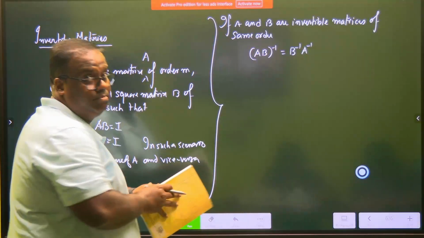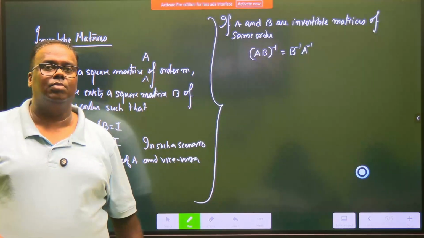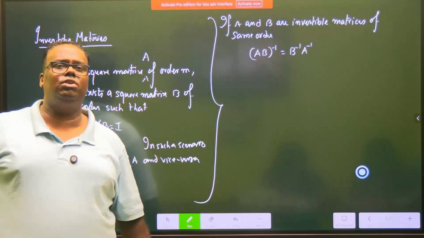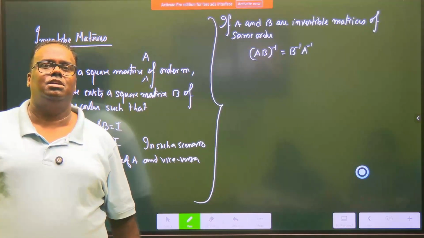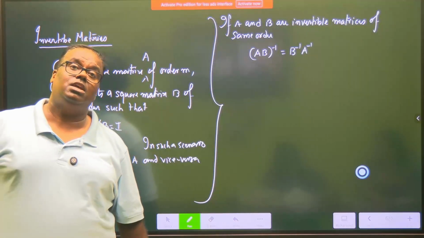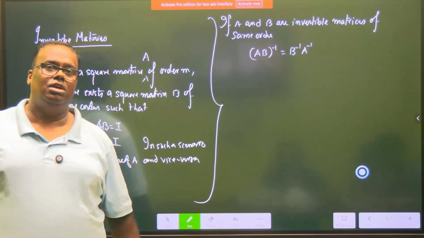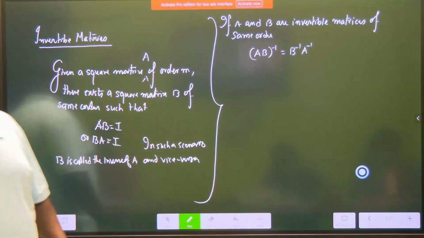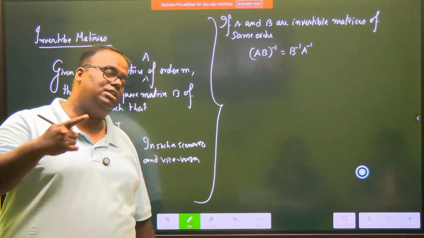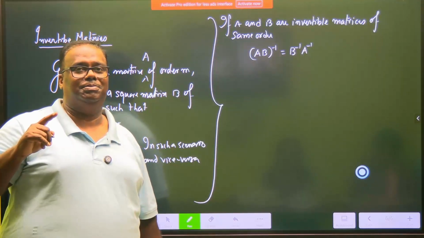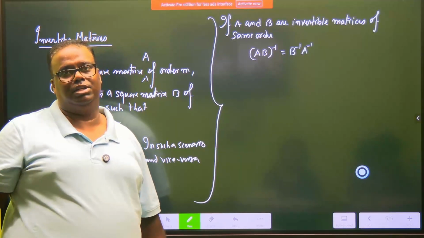Sir, does there exist matrices that aren't invertible? Yeah, any rectangular matrix will not have an inverse. Do they exist among square matrices? Some square matrices will be invertible. If you have a square matrix, it will be invertible and its inverse will be of the same order. However, there will be one and only one unique inverse of a matrix.